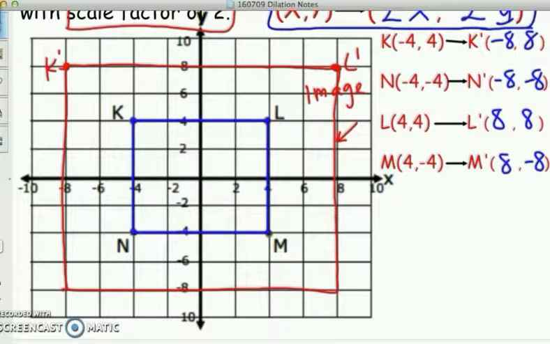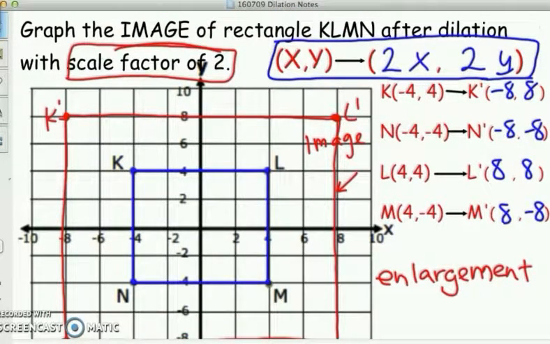So I notice that this specific image, this is N prime, has become an enlargement. I know this is an enlargement because I can see that it's gotten bigger. And I also know that it's an enlargement because my scale factor was greater than 1. It was actually 2. And that makes my image bigger.